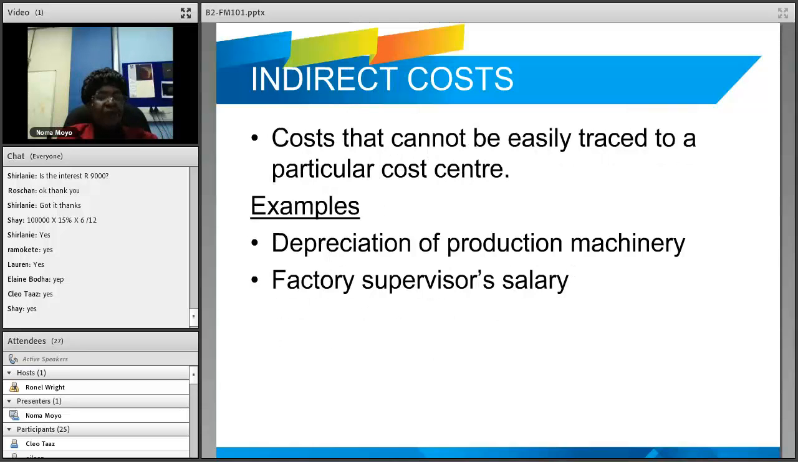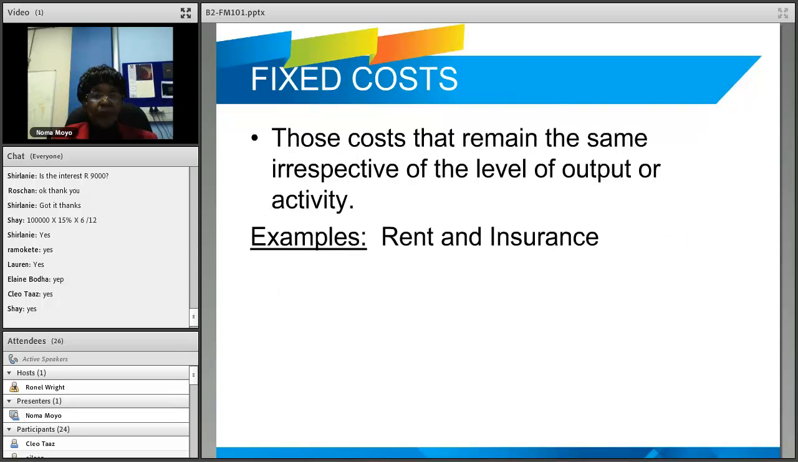Indirect, for instance, in a factory where they are making the water, they can be supervisors. They are not the actual laborers that are holding. Examples of indirect can be depreciation of the production machinery, factory supervisor's salary.